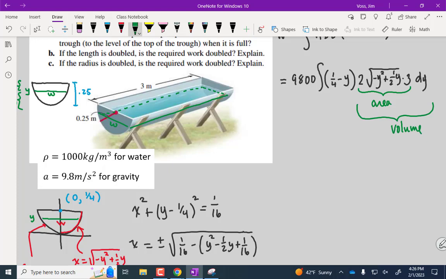The area of cross section is just the area of a rectangle, width times length. Multiply by dy to get the thickness, that turns it into a tiny volume. And what would our limits of integration be? 0 to 1. Same problem. It's one we've been working on. So the semicircle has radius 1/4, so 0 to 1/4.